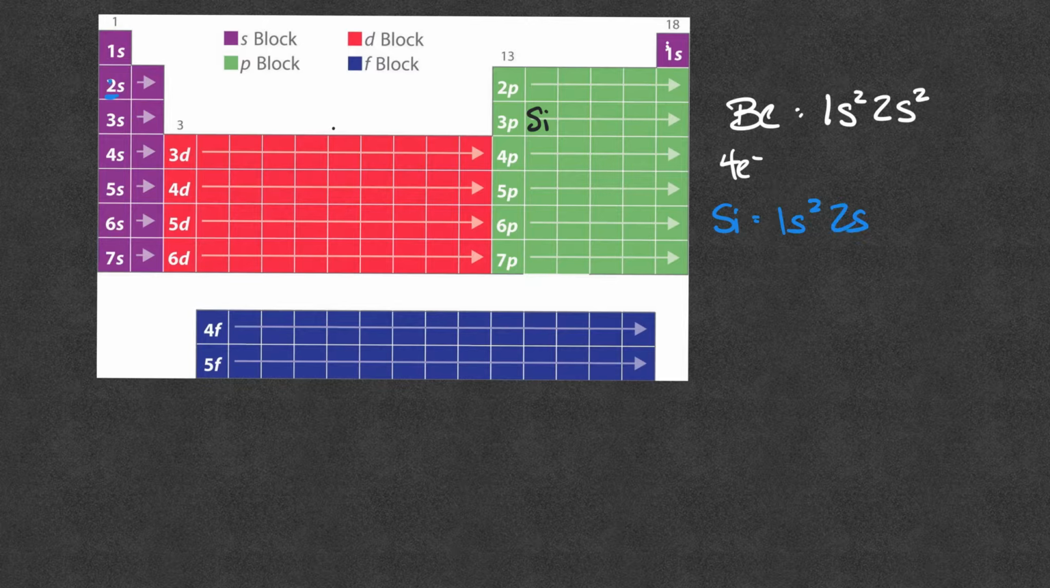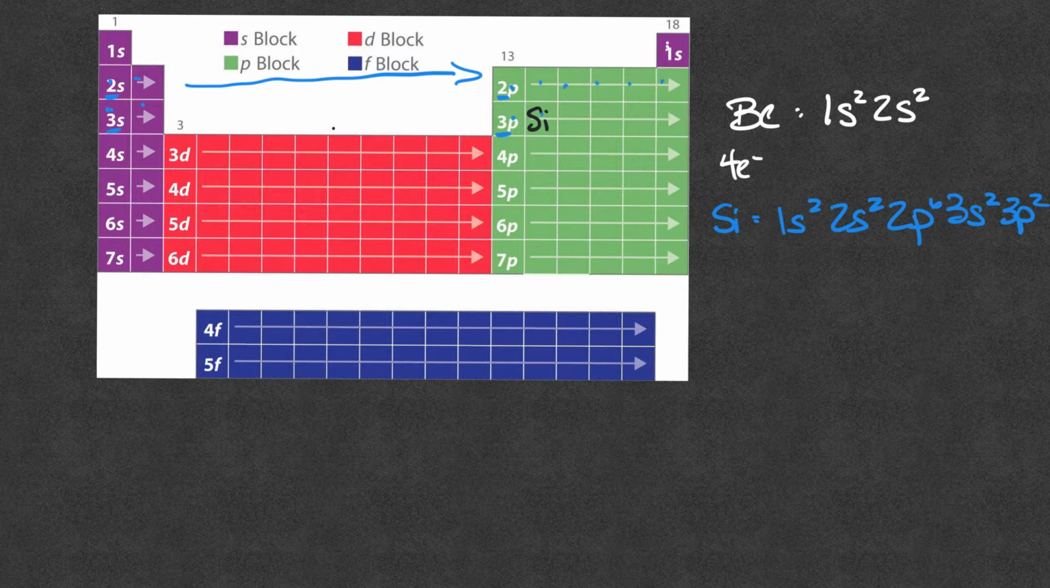How many? 1, 2. Then after 2s, you have 2p because you're reading it to the right. So 2p, how many do you have? 1, 2, 3, 4, 5, 6. Then we have 3s. How many do we have? 1, 2. Then we have 3p. And how many do we have? 1, 2. And so that's basically how you find the electron configuration for silicon.